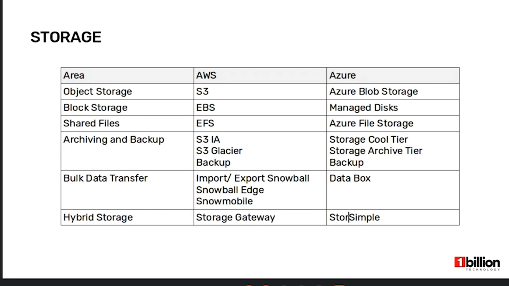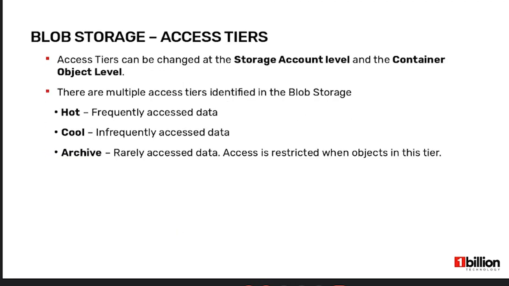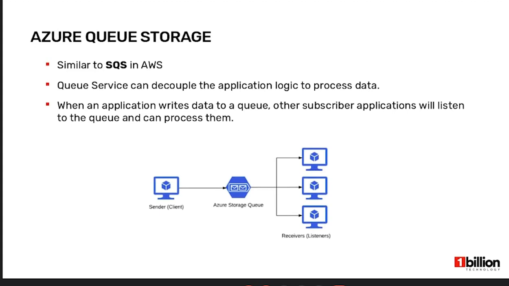When it comes to hybrid storage, like a storage gateway, you can plug different on-premise systems and you can do that. There's StorSimple, right? And as I said, I discussed this stuff and I don't want to repeat that. And yeah, this queue storage is actually a bit different, right? When it comes to decoupling services in AWS, use SQS, right?